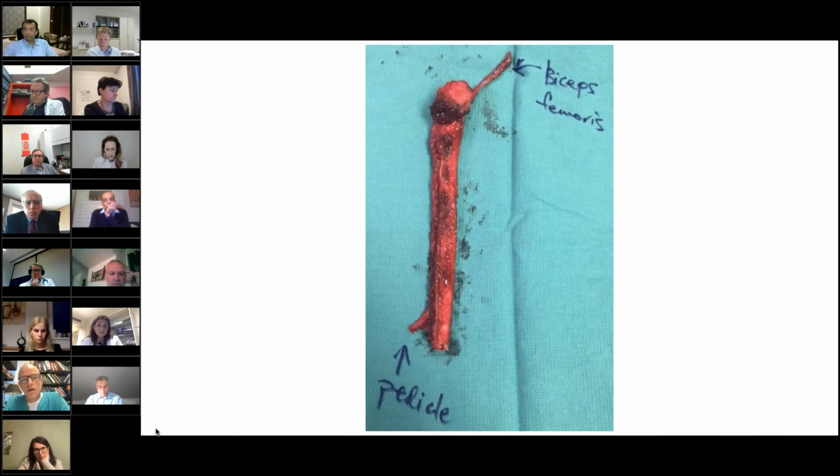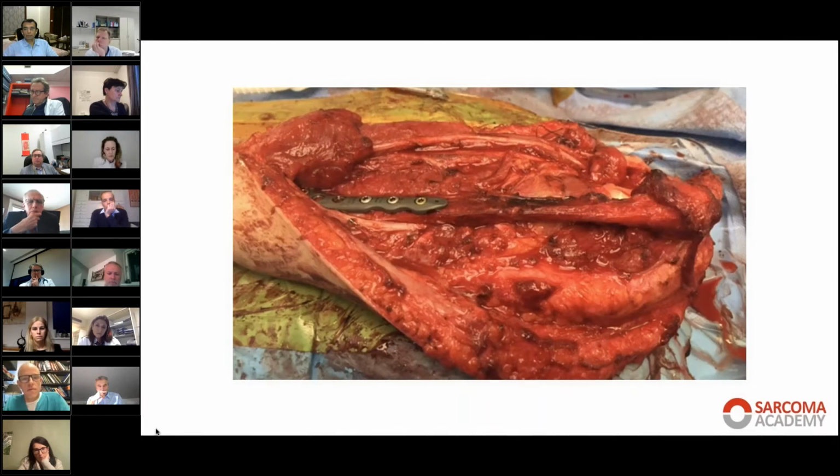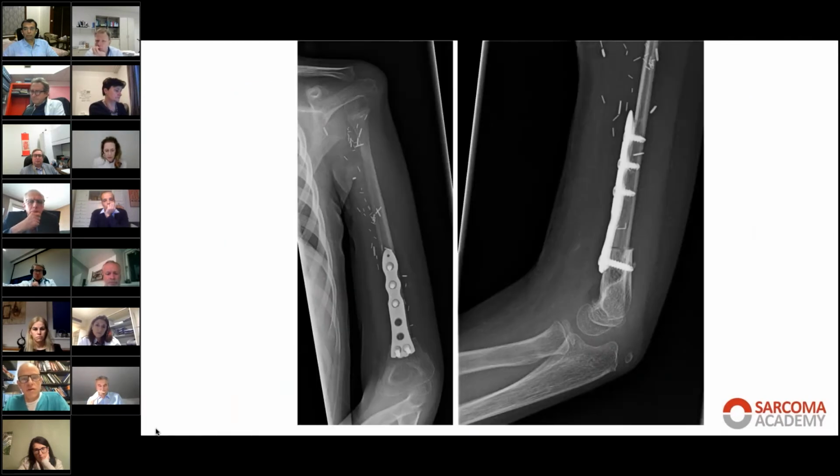There's the specimen, and then there's the free fibula that our hand and microvascular colleagues took from the contralateral leg and then mobilized. And there's the intraoperative photo of the fixation, and then the immediate postoperative photo of the proximal fibula now serving as the proximal humerus.